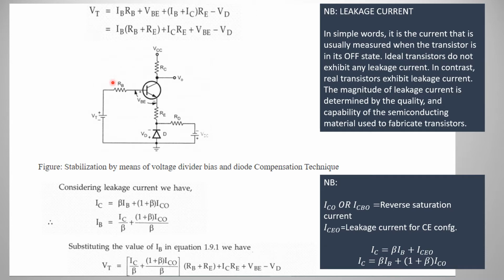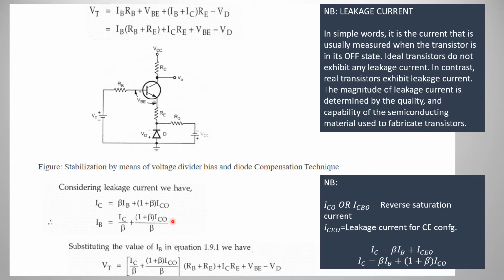Now let's apply KVL, that's Kirchhoff's voltage law, to this base circuit. VT on the LHS is equal to IB RB plus VBE plus the whole of IB plus IC into RE. This is the emitter. The current that is flowing through this resistor RE will equal the emitter current. We know that emitter current is equal to base current plus collector current. So (IB plus IC) into RE minus VD. That is the KVL equation, and rearranging it we get the required equation.